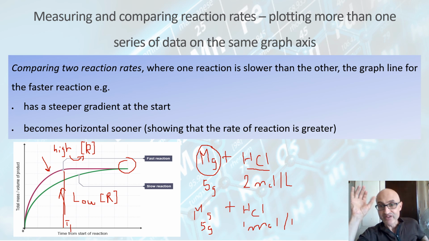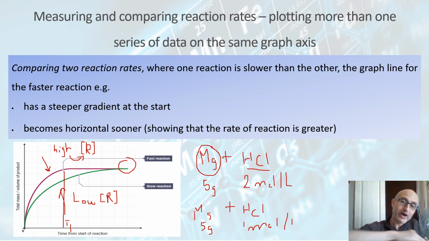But the rate at which it was produced is slower, so I will still eventually get to my equivalent level of hydrogen as when I used the higher acid concentration. But I will get there in a longer time because the acid is less concentrated, and since the acid is less concentrated at 1 mole per liter, the frequency of the collisions is also less.